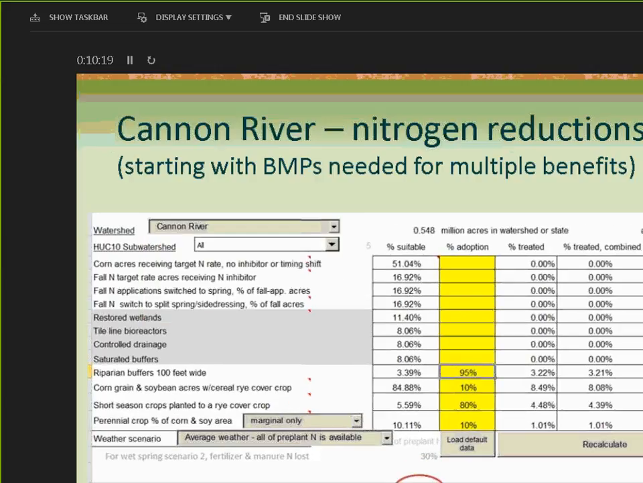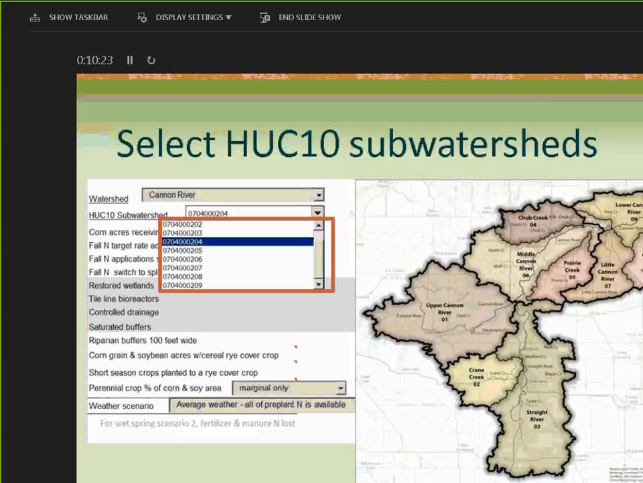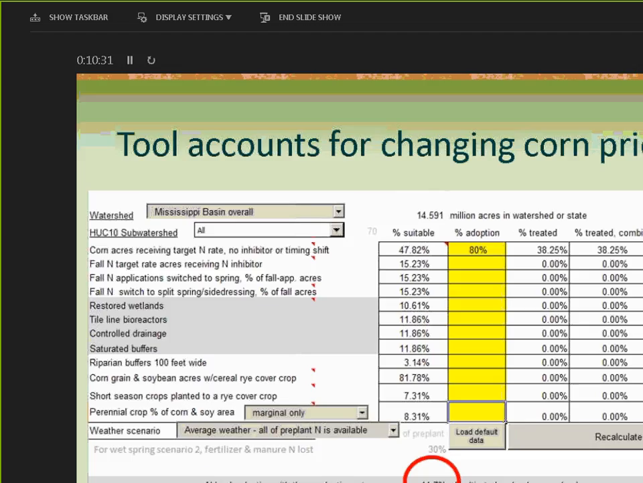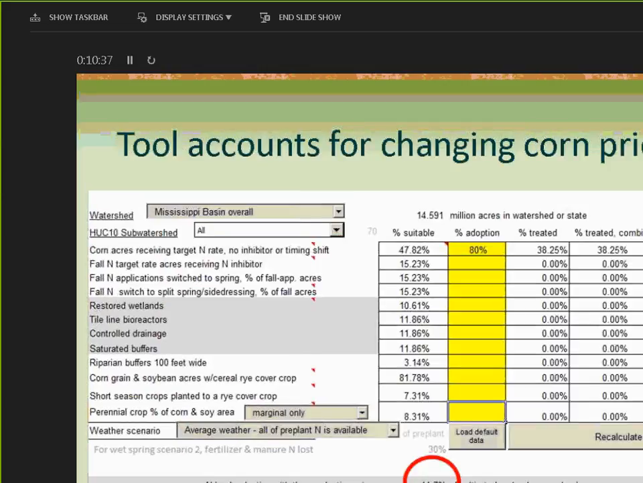The Cannon River, let me just skip through those since I demonstrated it already. Here it shows the fact that we can break this down into hectares, but we don't go any lower than that. The price of corn makes a difference with some of these outputs and some of these BMPs, so that's one of the input variables, the price of corn.